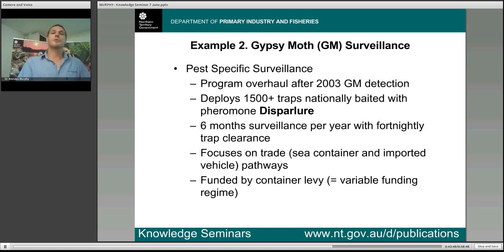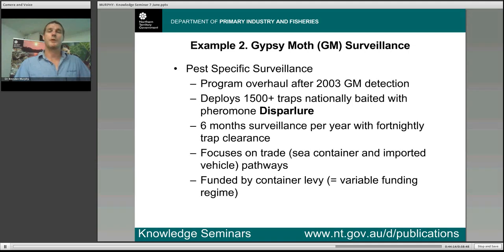Second example is gypsy moth, or GM, surveillance, and we run this program in New Zealand because there was a very clear and present danger of gypsy moth turning up in New Zealand. This program was actually overhauled in 2003 following a detection, and what was happening at that point in time is we were in what was the phase 2 surveillance, where we're doing something to look for a pest, but we're not doing it in a technically robust way.